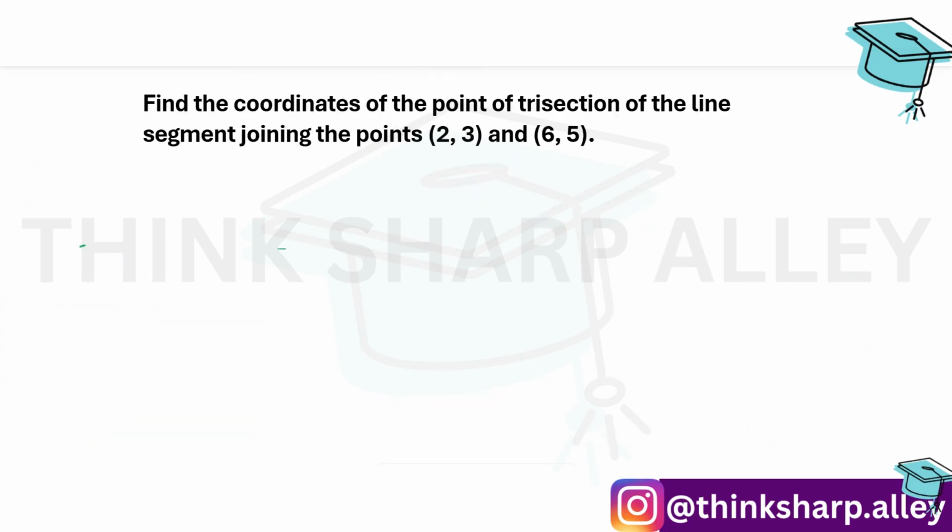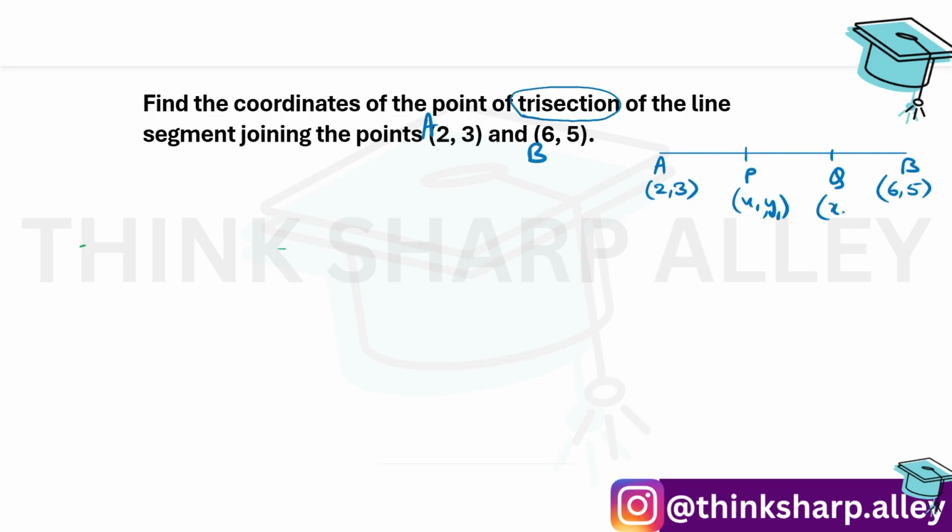Now up next, let us look at this sum where the line segment is divided into 3 equal parts. Find the coordinates of the point of trisection of the line. The word trisection means the line has been divided into 3 equal parts, joining the points. So let's consider the two endpoints A and B. Now to trisect a line, we need 2 points, P and Q. Let us consider point P to be x1, y1 and point Q to be x2, y2.